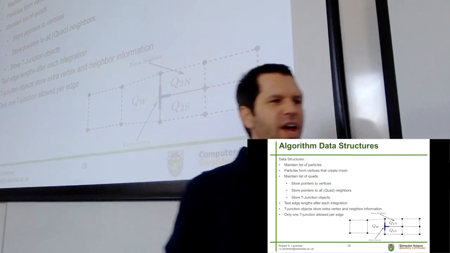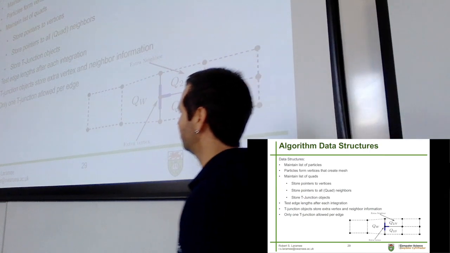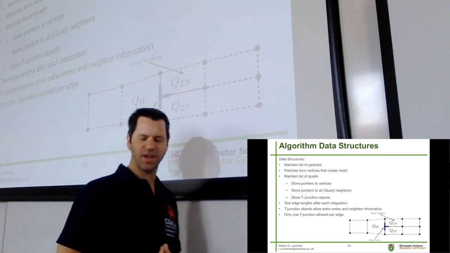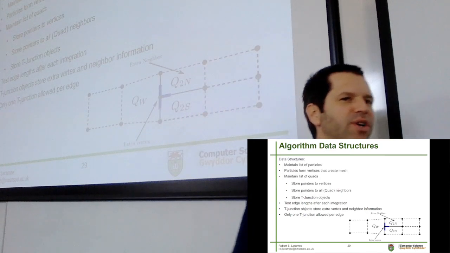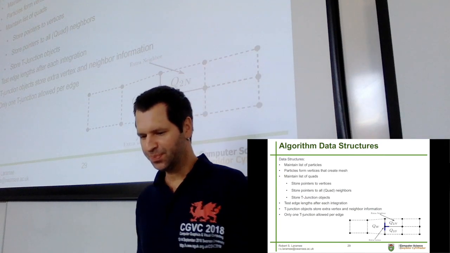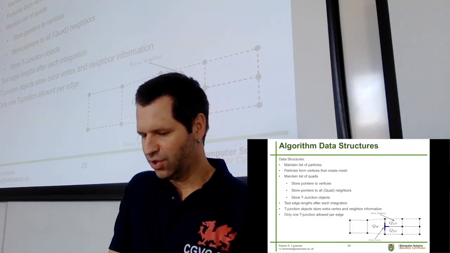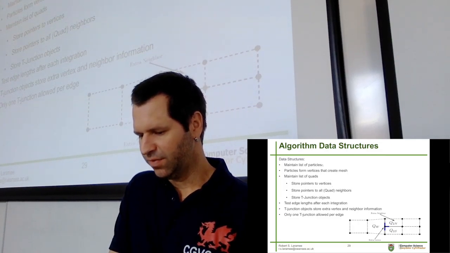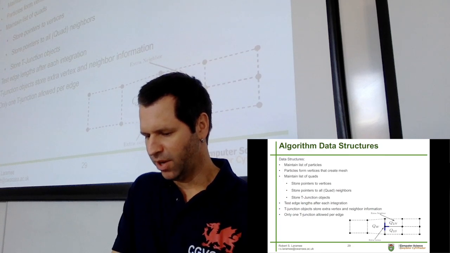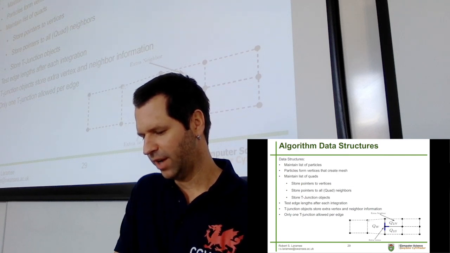But there is a catch. When you compose meshes with quads, you get into these kind of topological configurations that add some complexity to the mesh. So we have to introduce some data structures here. A list of vertices or particles, and that they create the mesh themselves. So in this diagram, those are the small black ellipses.